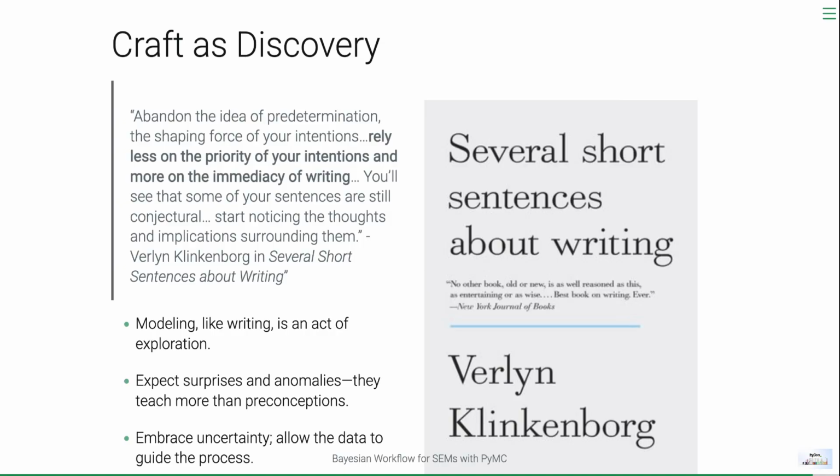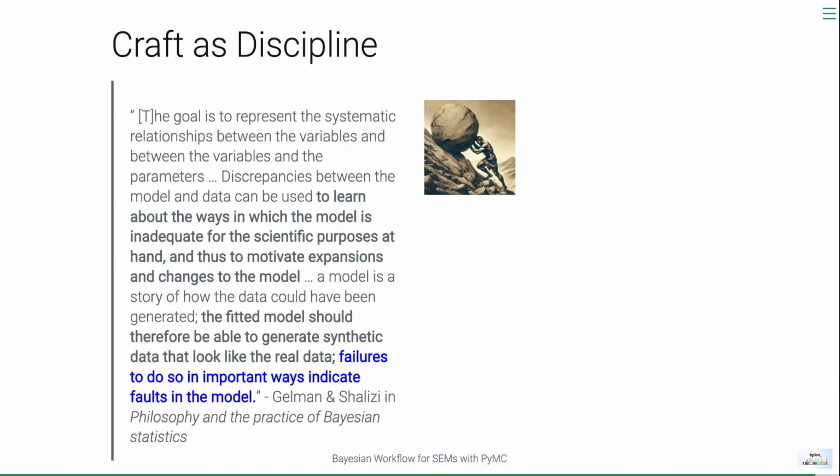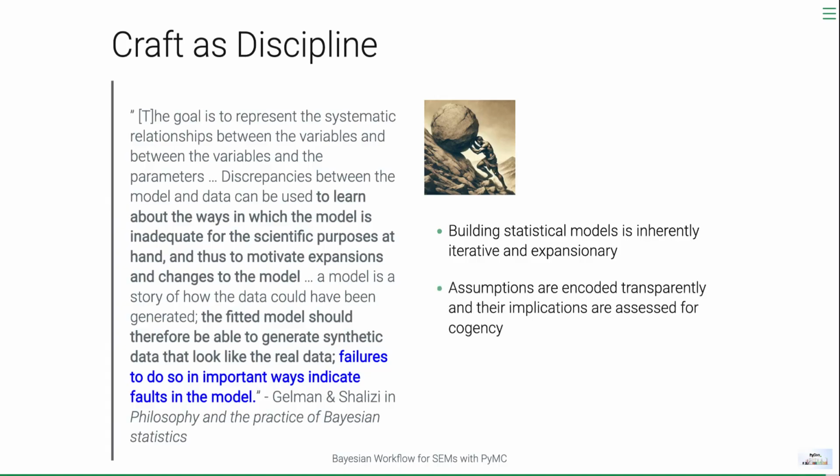This is a quote from Gelman and Shalizi on the same. We're going to make sure that our models are fundamentally iterative and expansionary. We should be learning from our models all the time. If they can't generate synthetic data that looks like the real data, this is a failure and it indicates faults in the models that we need to correct for and learn from. So building statistical models is inherently iterative and expansionary.